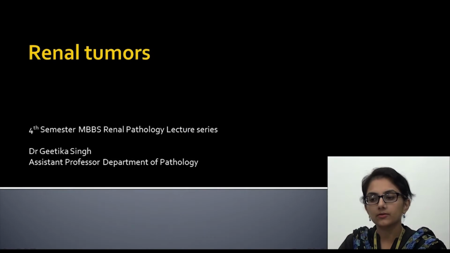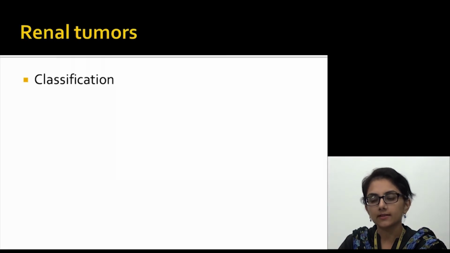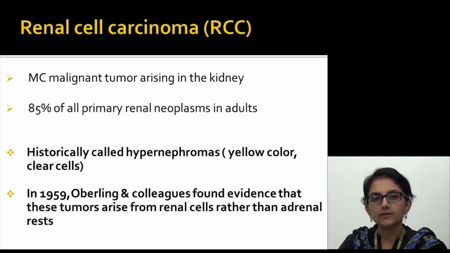So welcome again to this series in renal pathology, and today we'll be talking about renal tumors. In 2016 itself, an update to the classification of renal tumors came in from WHO, which looked at both epithelial and mesenchymal benign and malignant tumors. And we'll look at that in some detail later. Let us start with renal cell carcinoma.